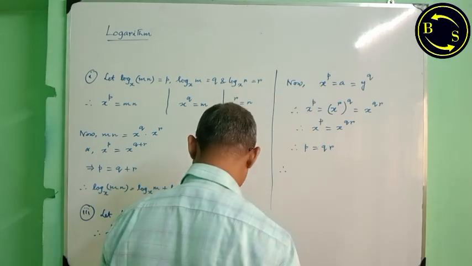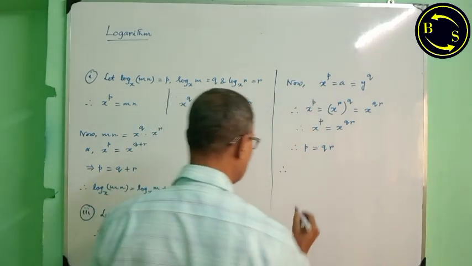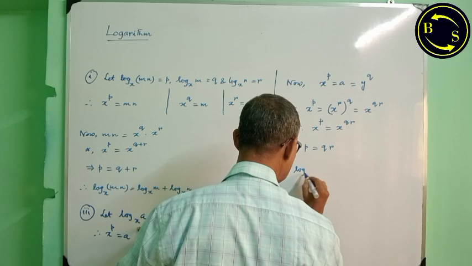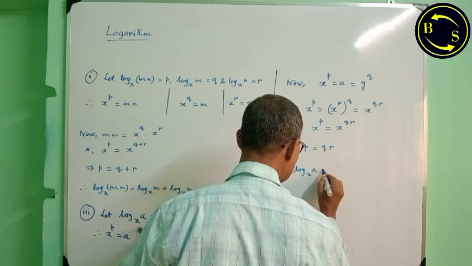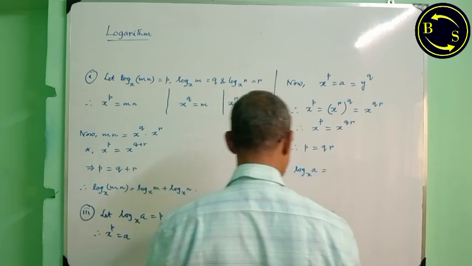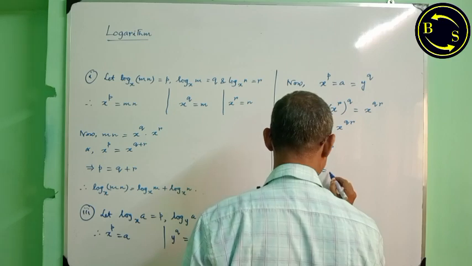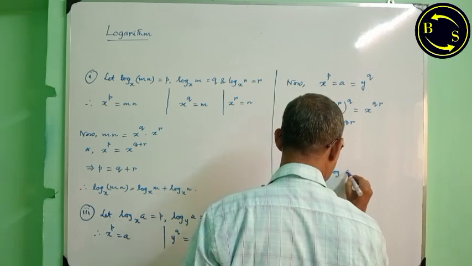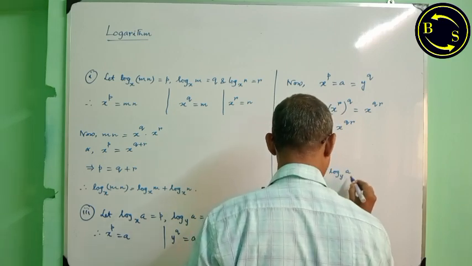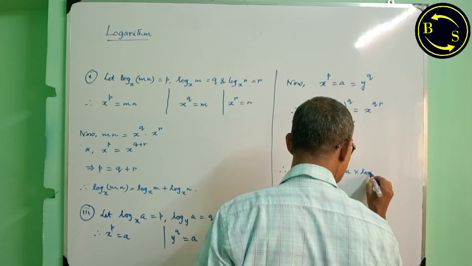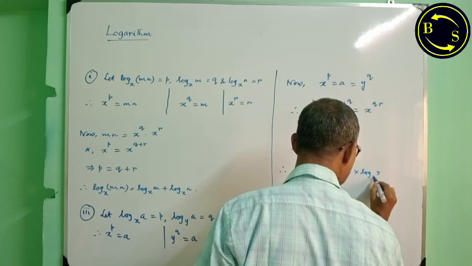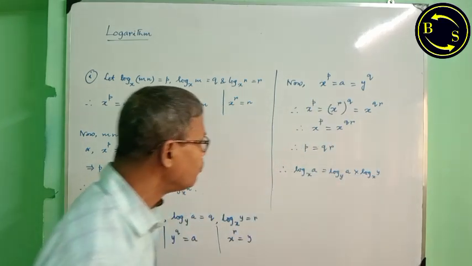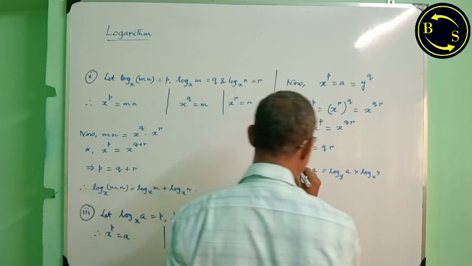Now putting the values we get log of a to the base x is equal to log of a to the base y into log of y to the base x. This is the base changing formula.